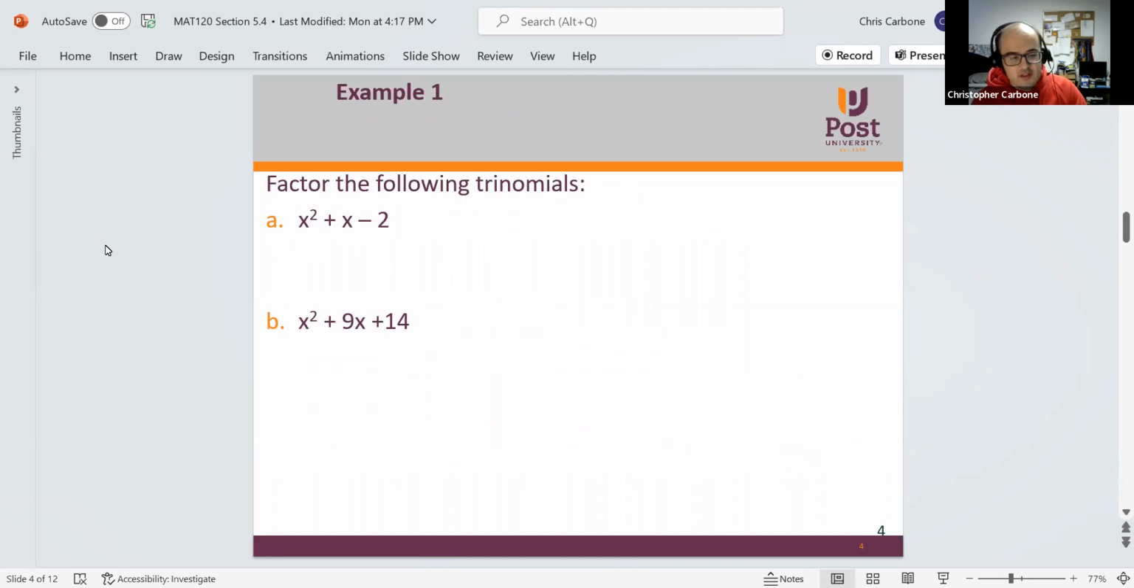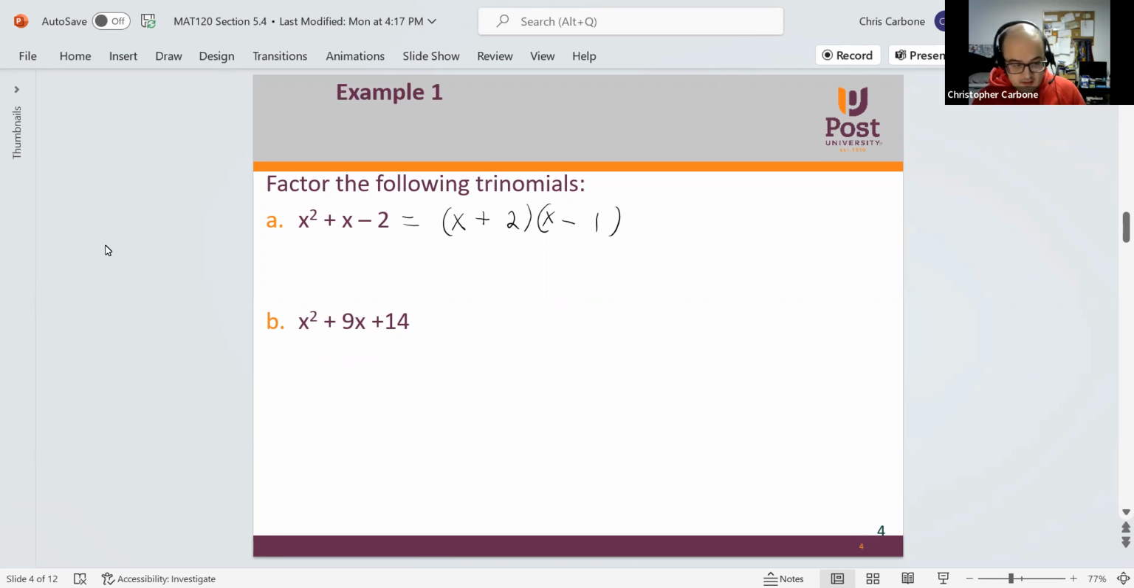So, for example, we have x squared plus x minus 2. So there's only two factors of 2, 2 and 1. And to get the positive 1x and the negative 2, we need the 1 here to be negative and the 2 to be positive. So x plus 2 times x minus 1.